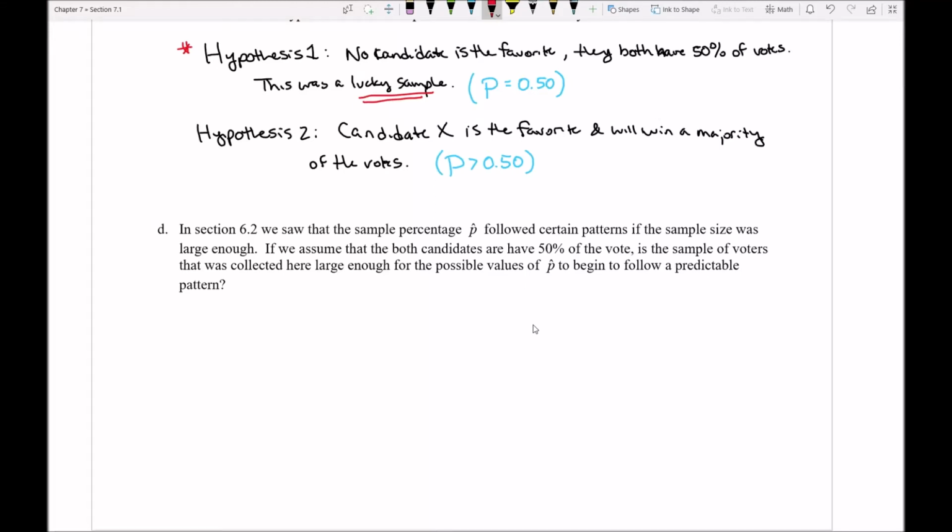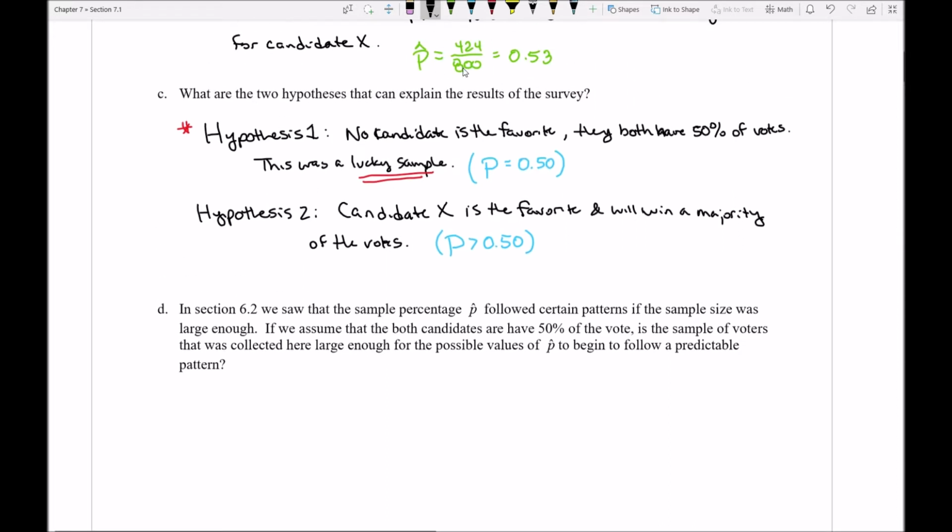So in the last video, we took a look at these two different hypotheses that we could form to help explain why we were getting a sample percentage that was over 50%. And remember now, we're going to start to test hypothesis 1. So let's take a look at part D of this question and see how exactly we're going to plan to test hypothesis number 1, to see how it fits.